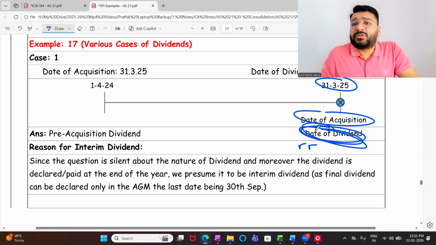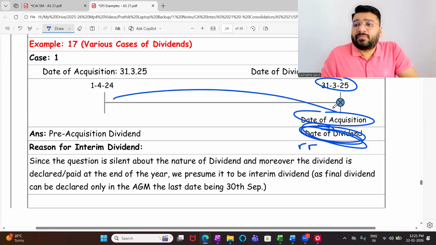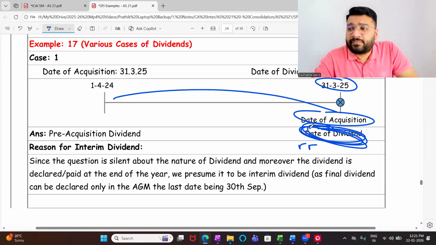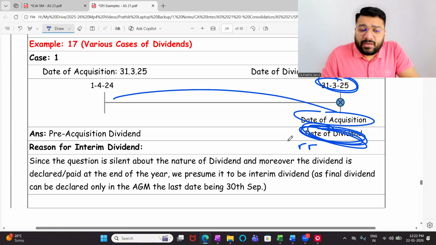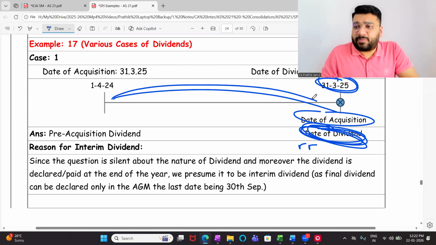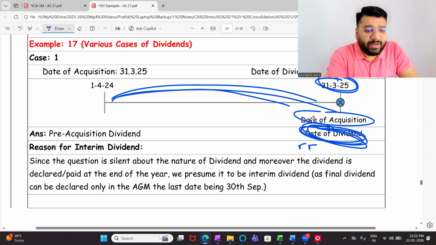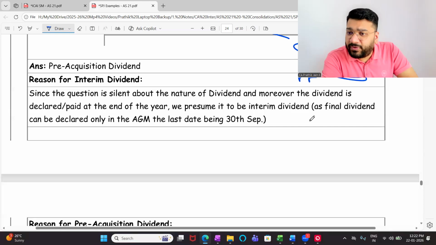So this dividend is paid out of which profit? In the past profit. So this dividend is called as what? Any dividend that is paid at the end of the year is always interim dividend. Any dividend that is paid in the middle of the year is final dividend. Okay, not okay. So this is paid at the end of the year, so it is interim dividend. Interim dividend is paid from this year's profit, from current year's profit. During the current year, is the profit belonging to the holding company or to the old shareholders? Old shareholders. So this is pre-acquisition dividend. Pre-acquisition profit, from that we pay. Any problem?